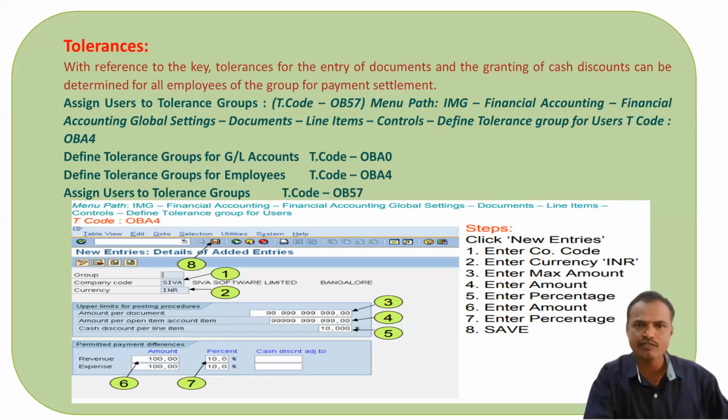Cash discount per line item 10%, and revenue expenses. Like this, we have to enter all the fields. After entering this, go to the save button. Once you press the save button, the data will be saved in the system.